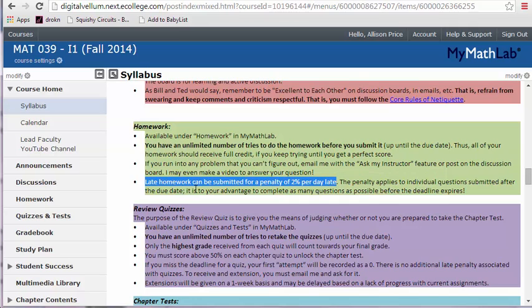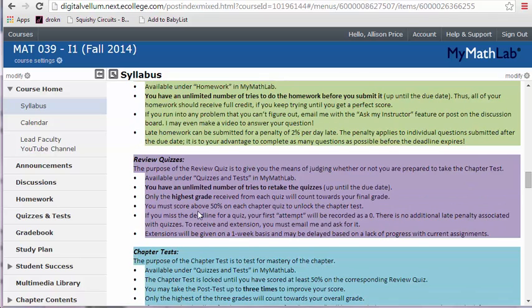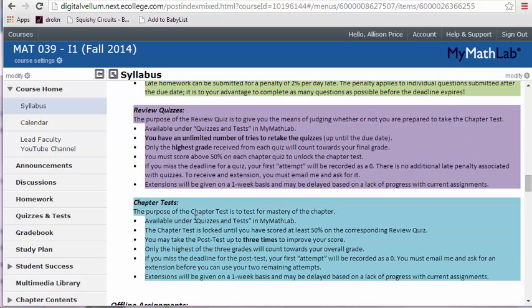So for example, if you finish half of the assignment before the due date, the other half of the assignment will be subject to the penalty, and each question that you complete after the due date will be subject to the 2% penalty. The other types of assignments that you will find online are review quizzes and chapter tests.